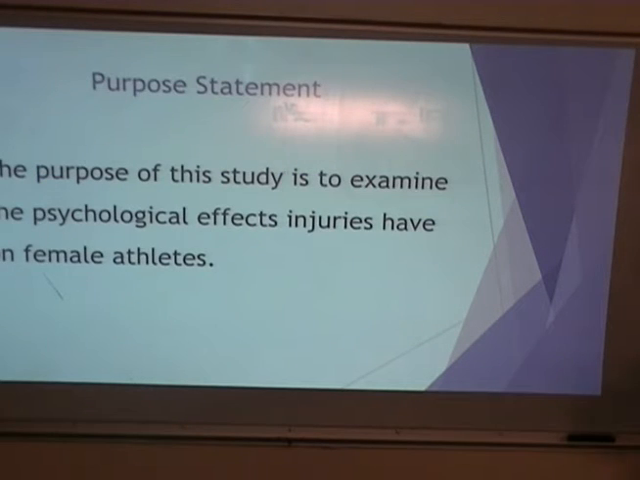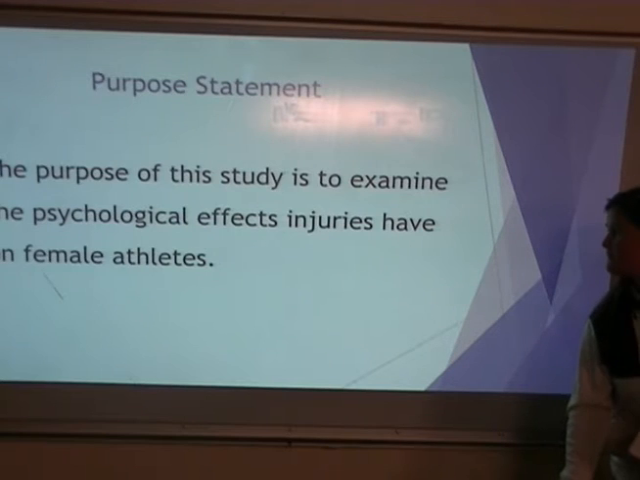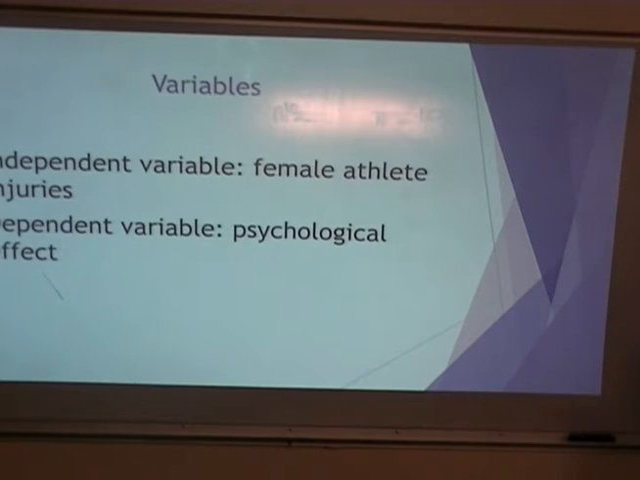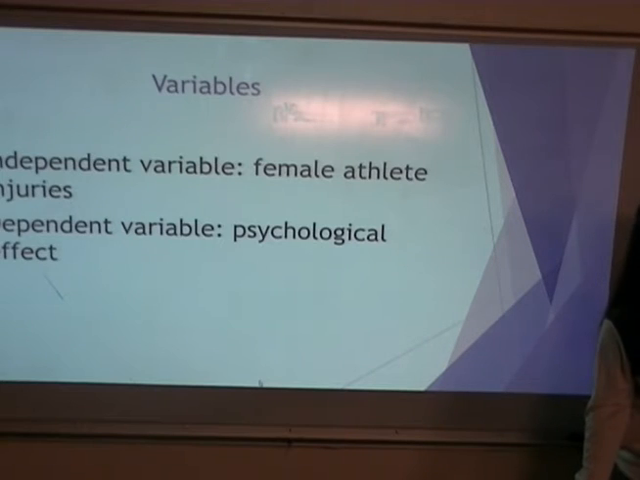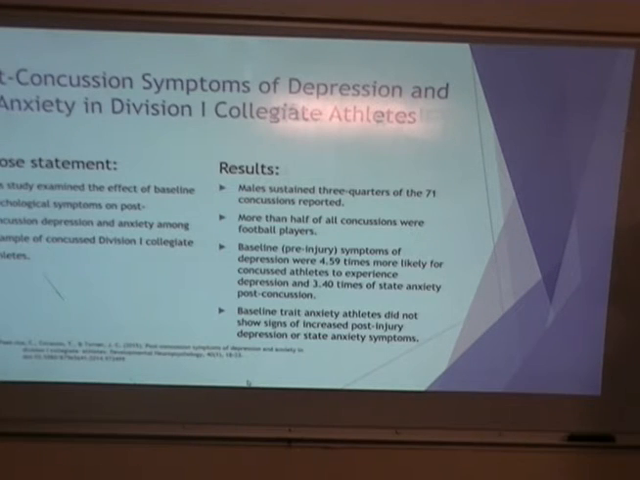My purpose statement is, the purpose of this study is to examine the psychological effects injuries have on female athletes. My variables are, independent variable is the female athlete injuries themselves, and then the dependent variable is the psychological effect. So whatever the injury does to their mental state and all of that good, bad stuff, I guess you would say.